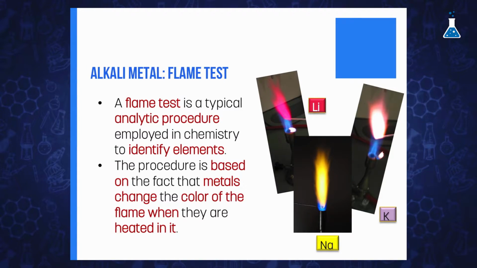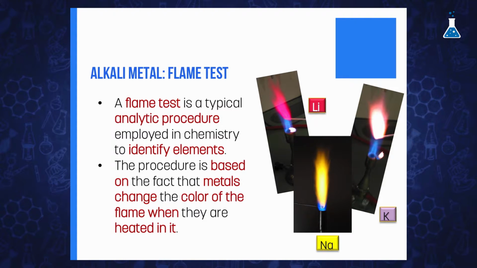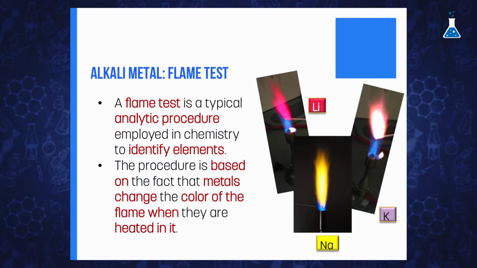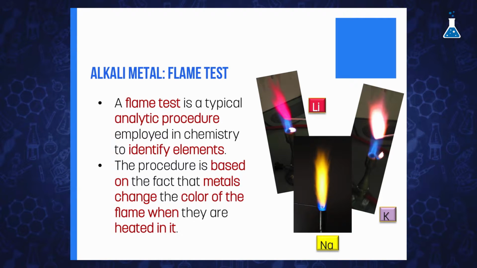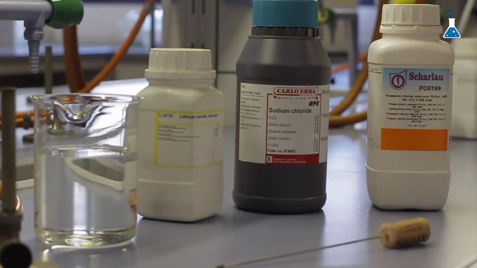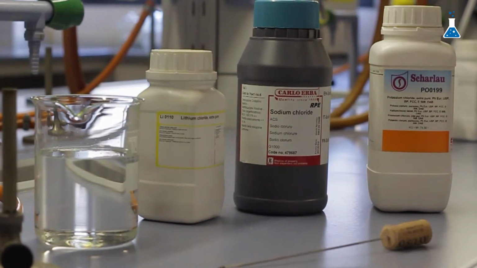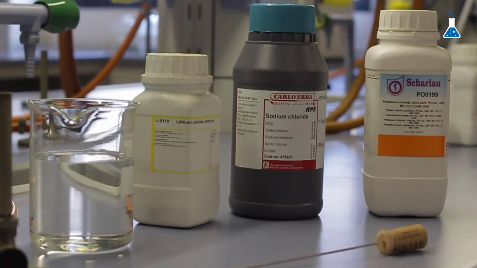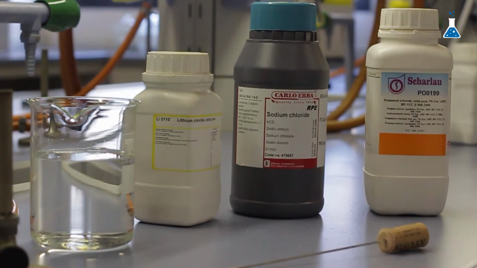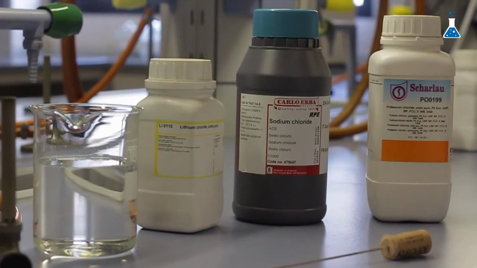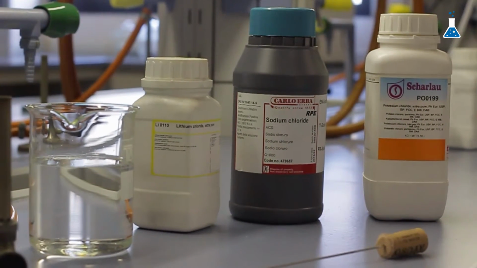Now we're going to do some flame tests with common compounds of lithium, sodium and potassium, which is a usual analytic procedure employed in chemistry to identify elements, in this case alkali metal ions. For the demonstration, we have prepared a spatula pinned to a piece of cork, three samples of lithium, sodium and potassium chloride, and a beaker with water to rinse between the different experiments to avoid contamination as we go from one test to another. The procedure is pretty simple.